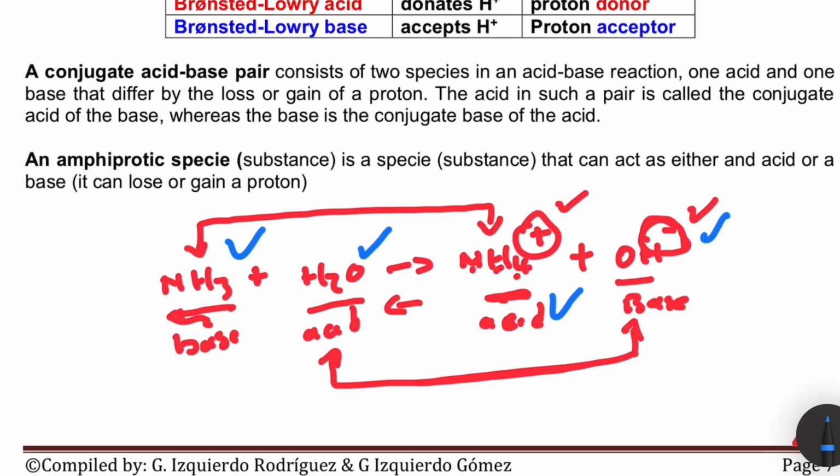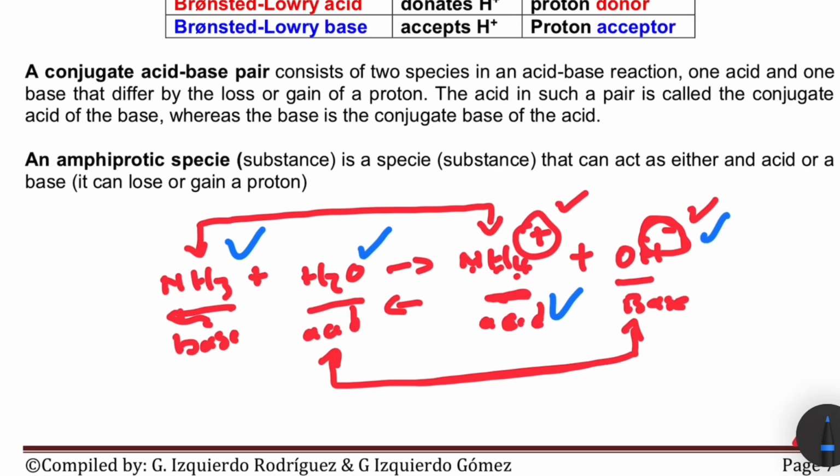H2O is not the only species that can act as either an acid or a base. We'll see that as we progress. We're going to come across examples where we have an amphiprotic species, or we're supposed to identify an ampholyte, and it's not H2O. For the time being, just remember that an amphiprotic species is a species that can act as either an acid or a base.